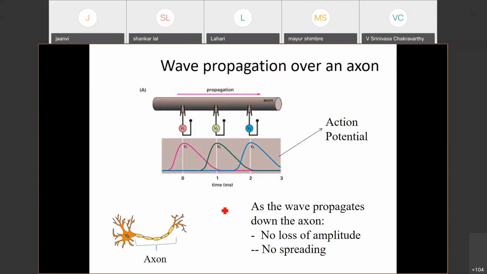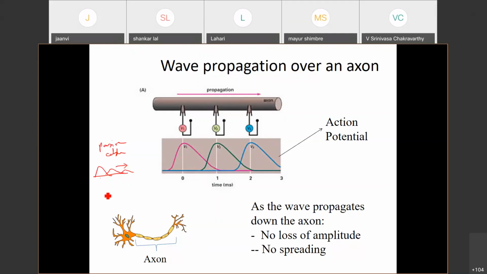In these cases, axons in general have special molecular machinery by which they are able to recharge the signal as it is propagating down the axon. So normally in a passive cable, if you have a propagating wave, it loses energy, like in a dendrite as it propagates.